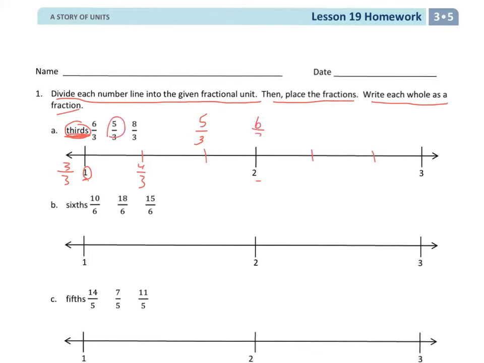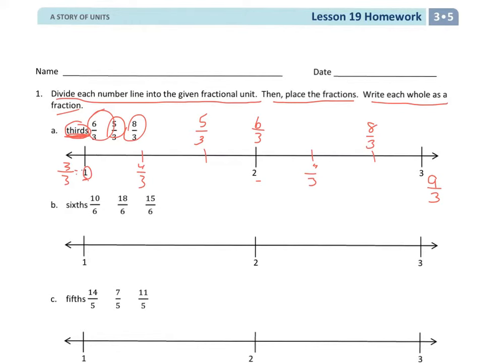2 would be 6 thirds, because 3 thirds equals 1 whole, so doubling that, 6 thirds would be 2. Next I have 7 thirds, 8 thirds, and again I'm putting it up above because that's one of my numbers. And then 3 would be 9 thirds, because since 3 thirds is 1 whole, I know that if it's 3 times that, I'm going to get 9 thirds over here.